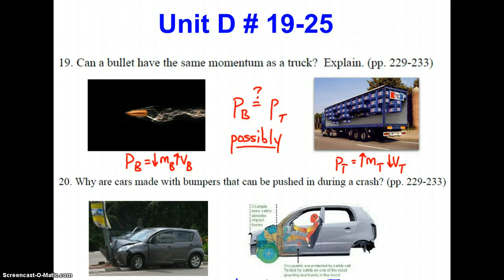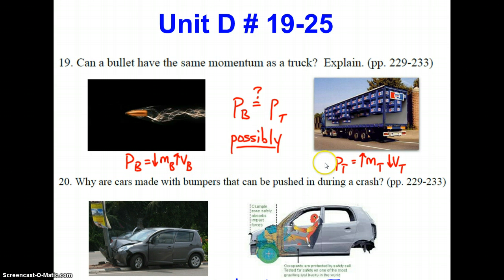Well, the bullet has small mass, but it has large velocity. So if we multiply those two, we get the momentum of the bullet. The symbol for momentum is lowercase p, and you already know your symbols for mass and velocity.